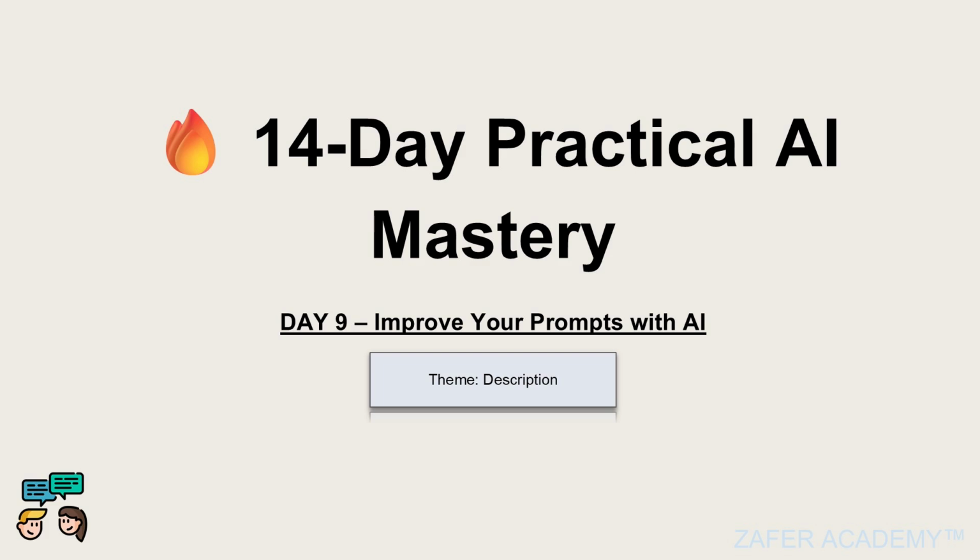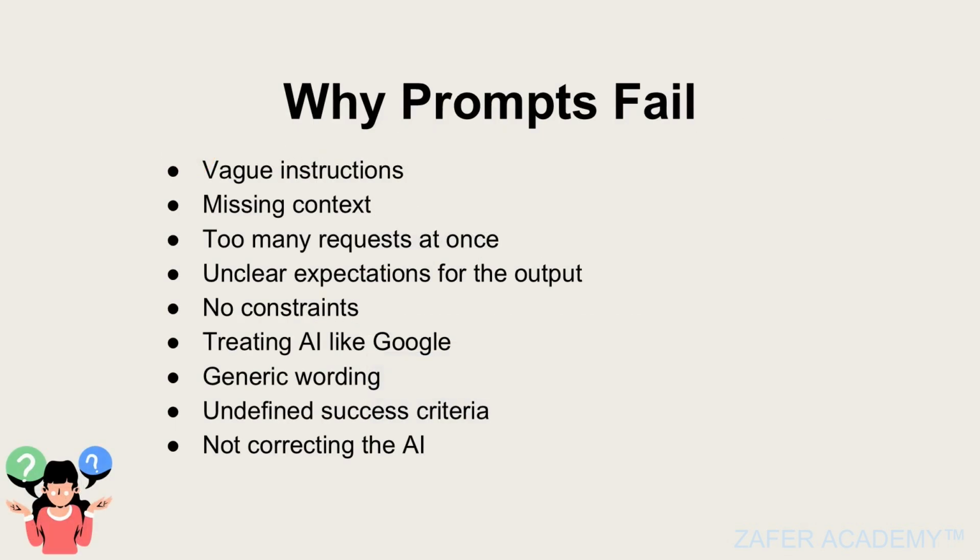Our theme for today is the word description. Being able to describe, being able to fully paint the picture which you want to paint, for the AI agent to be able to better serve you. Now we're going to look at why prompts fail. Most prompts that people use on a daily basis fail. When I say they fail, I mean they are not as effective as they should be, or they are not getting you the results you would like to get, right?